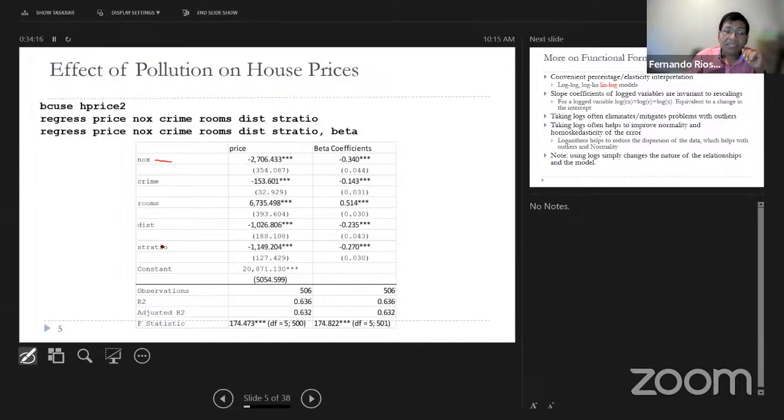Pollutants have a negative effect on prices, same with crime, and the student-teacher ratio, which calculates the inverse of the quality of education. Number of rooms, as expected: larger houses, you pay more. So that's reflected directly on the results.